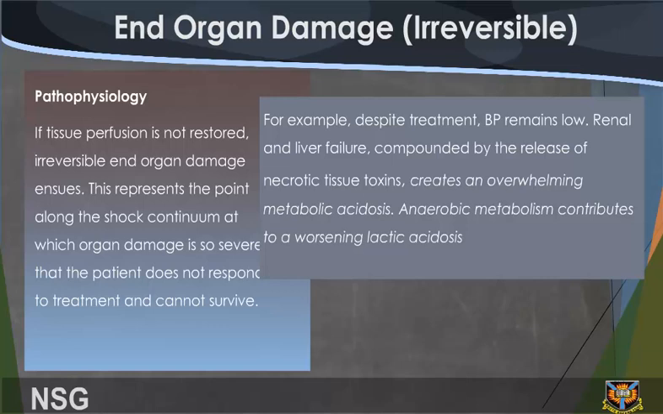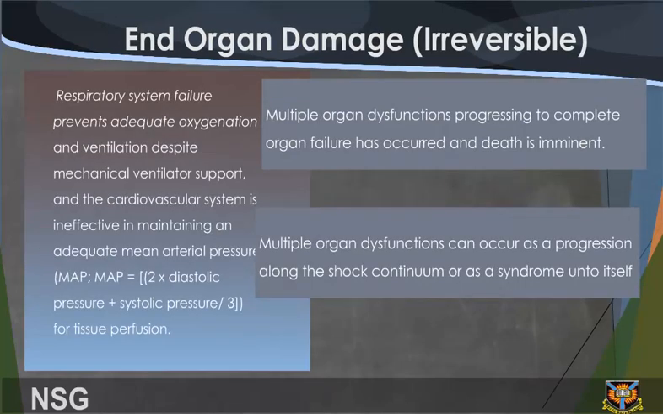For example, despite treatment, BP remains low. Renal and liver failure, compounded by the release of necrotic tissue toxins, creates an overwhelming metabolic acidosis. Anaerobic metabolism contributes to a worsening lactic acidosis. Respiratory system failure prevents adequate oxygenation and ventilation despite mechanical ventilator support, and the cardiovascular system is ineffective in maintaining an adequate mean arterial pressure.